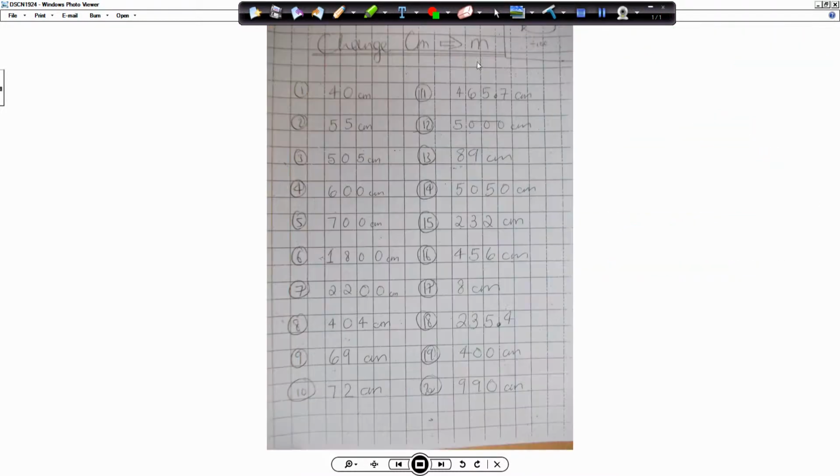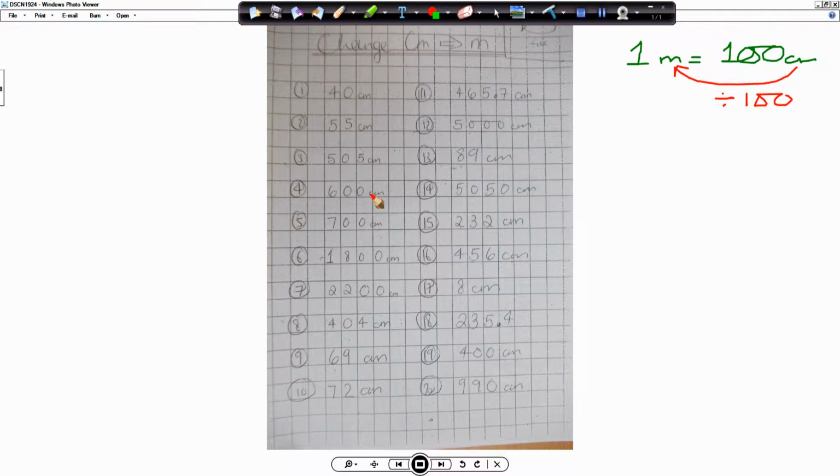Now the next part we have here is changing centimeters to meters. So if you look over here, we know that 1 meter is equal to 100 centimeters. But we are going to be changing centimeters to meters. So normally if you go this way, it's times by 100, but what we're going to be doing is dividing by 100.